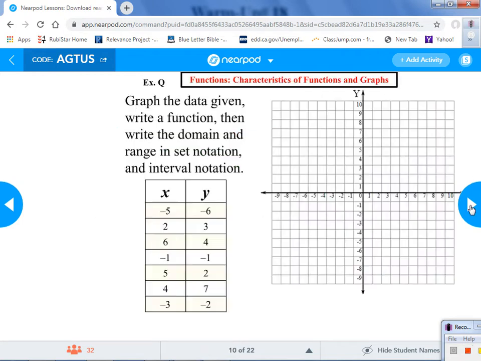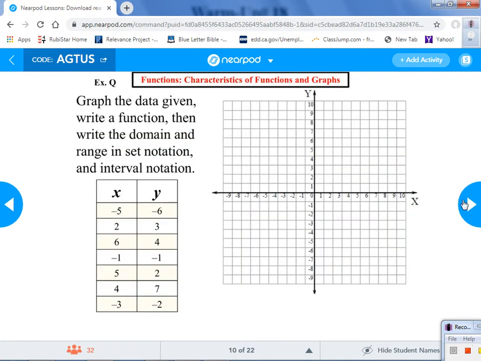All right. Get your graph paper, please. You should have graph paper on the far left and the far right at the top of the page, yes? We'll start with the left one. Underneath that, I want you to copy example Q. Write the instructions, please. Example Q: graph the data given, write a function, then write the domain and range in set notation and interval notation. However, instead of just reading write a function, I want you to write a linear function. What are we writing? Write a linear function. Okay?